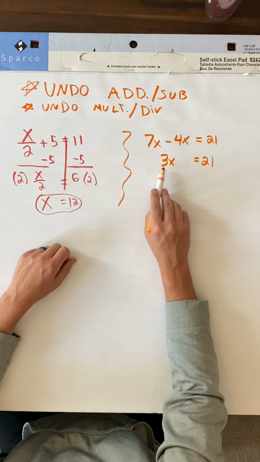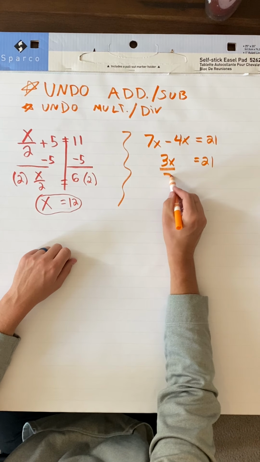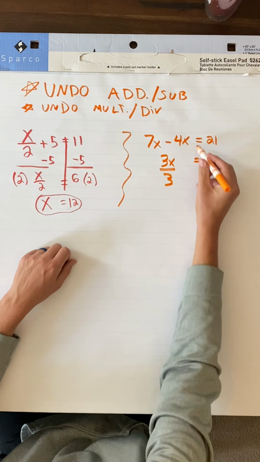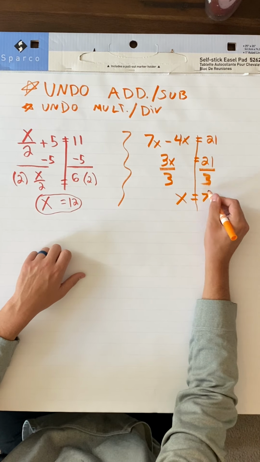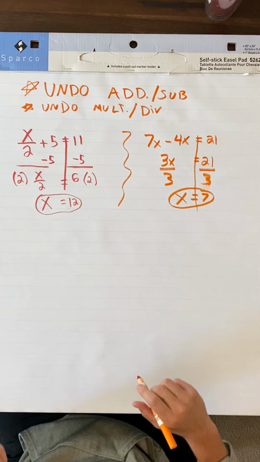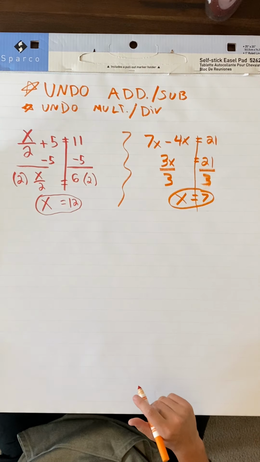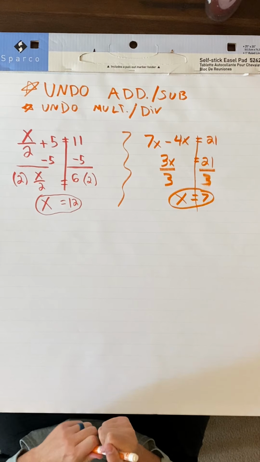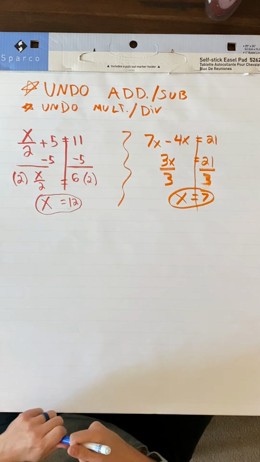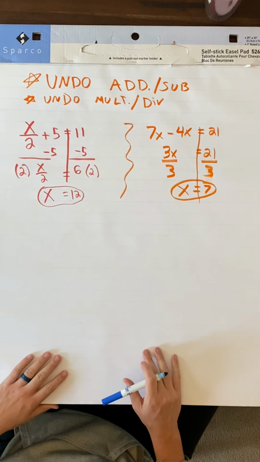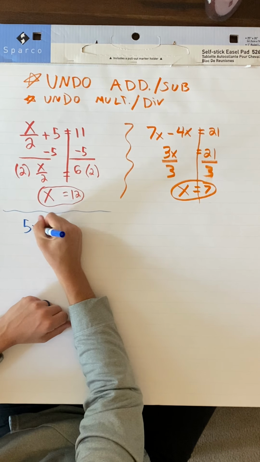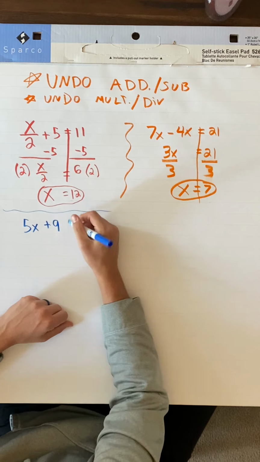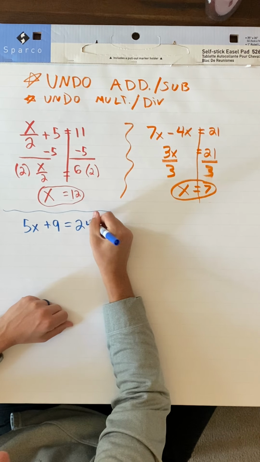How do we get rid of this 3? Well, this is connected through multiplication, so we're going to divide by 3. Oops, I forgot to put my line. x equals 7. I'll just use a different color so we can stay organized. 5x plus 9 equals 24.